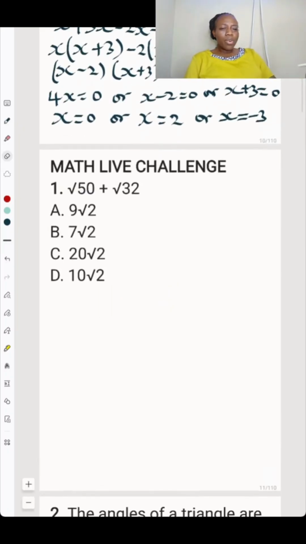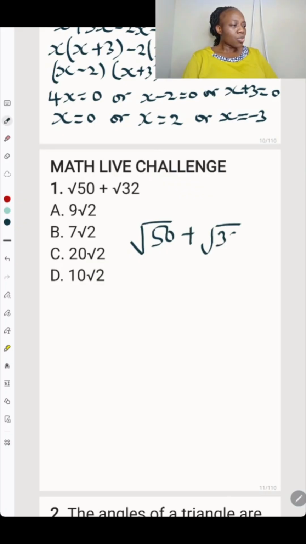This is square root, or we call it radical. Root is the same as radical. Radical 50 plus radical 32. When we have radical 50 and 32, none of them is a perfect square, right? But we have a way to do it: to have a perfect square and put the other one in radical form.